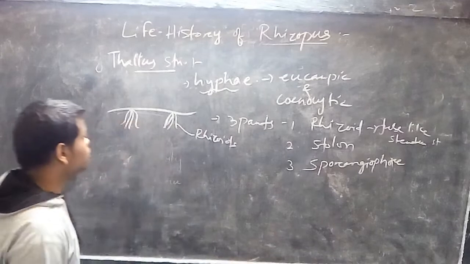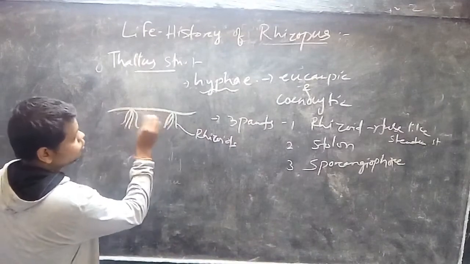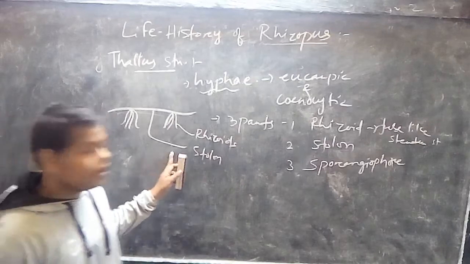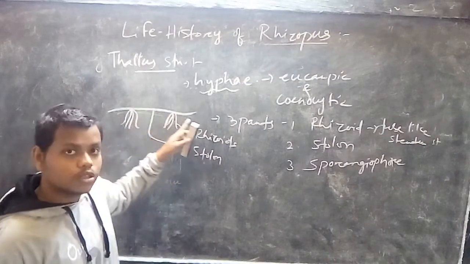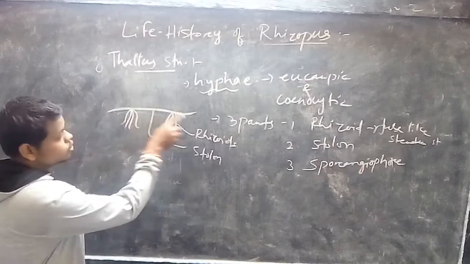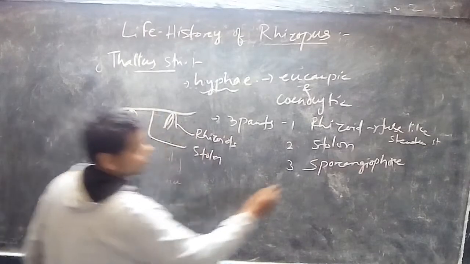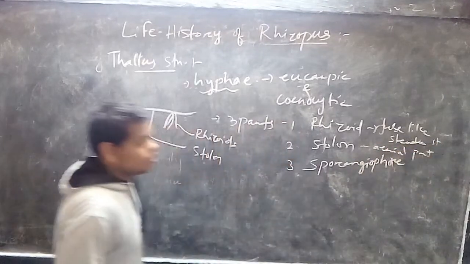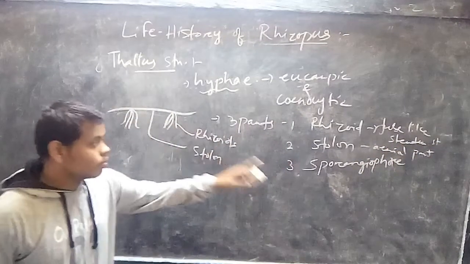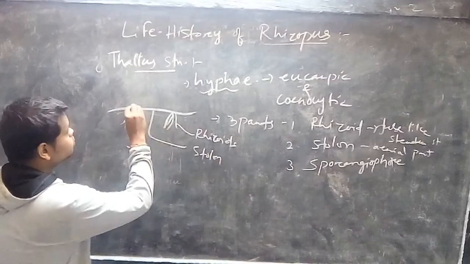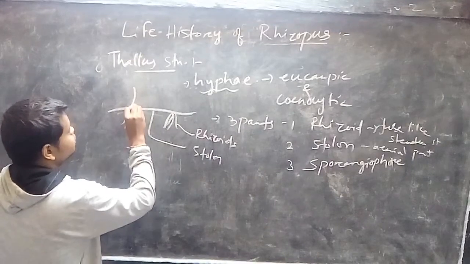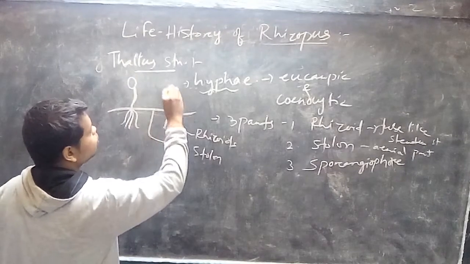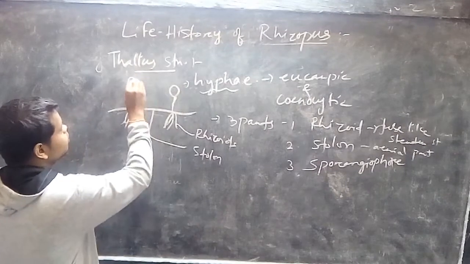Then the stolon. This is the stolon. It goes parallel to the substratum. Stolon is the aerial part developing parallel to the substratum. Then the sporangiophore. Sporangiophores are the spore producing bodies like this. They are growing opposite to the rhizoids. Sporangiophore.